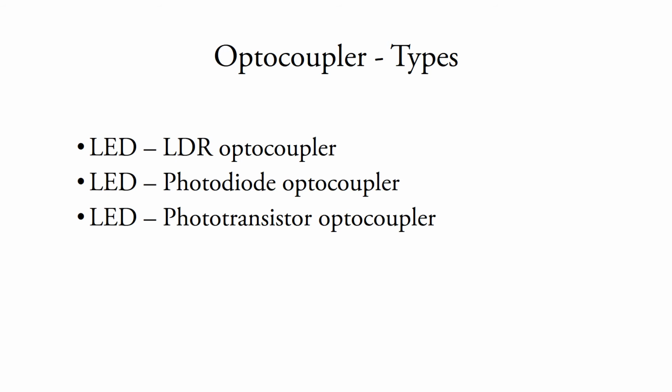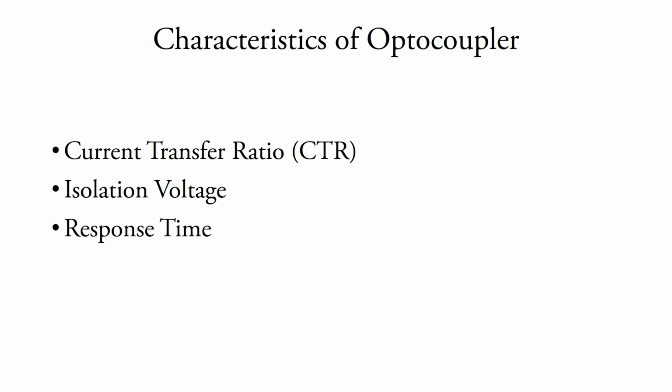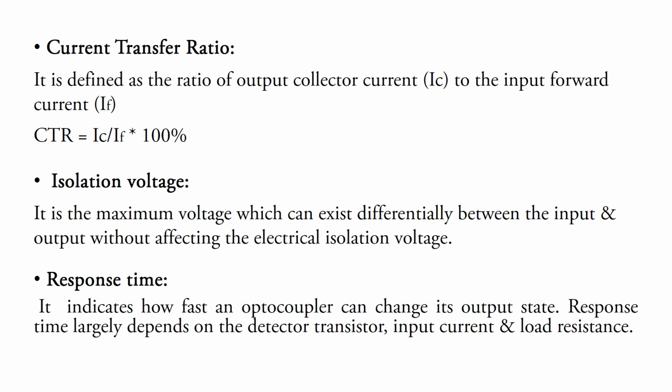There are three types of optocoupler: LDR, photodiode and phototransistor. LDR is the light dependent resistor optocoupler. The major characteristics of an optocoupler are current transfer ratio, isolation voltage and response time. Current transfer ratio is defined as the ratio of output collector current to the input forward current. CTR is equal to IC by IF. Usually it is represented in percentage.